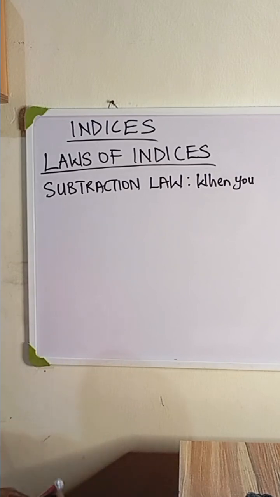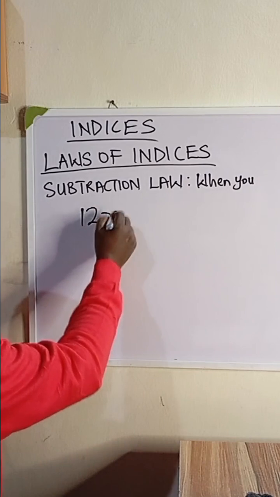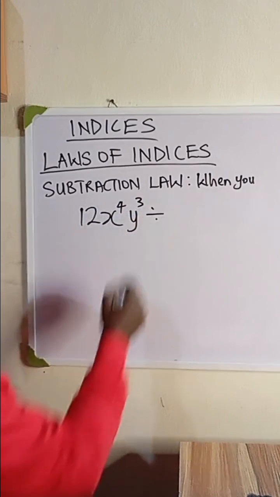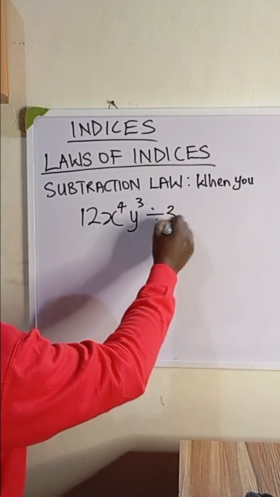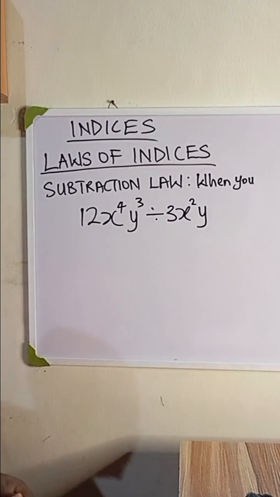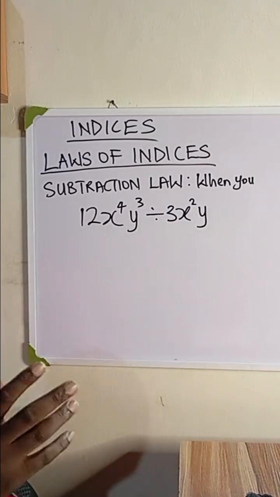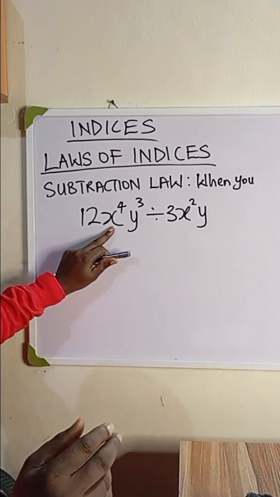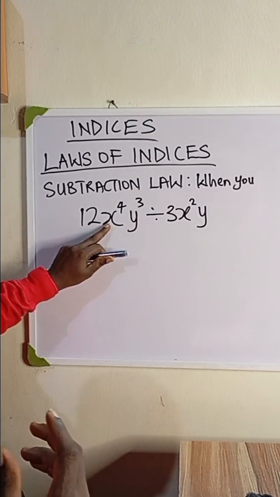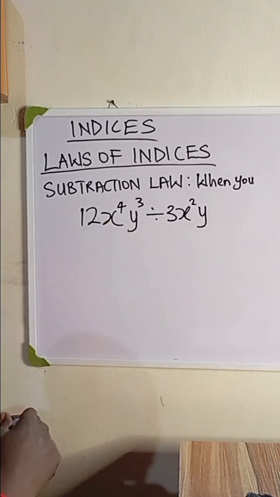Okay, let's continue with maths. So another example, we have 12x to the power of 4, y to the power of 3 divided by 3x to the power of 2y. So let's look at this question. It's a little bit different from the ones we've been solving. The difference is we have been working with one variable. Remember, the alphabet in an algebra is called a variable. So in our previous questions, we've been solving questions involving one variable, but in this particular question, we have two variables. So let's see how to go about it.